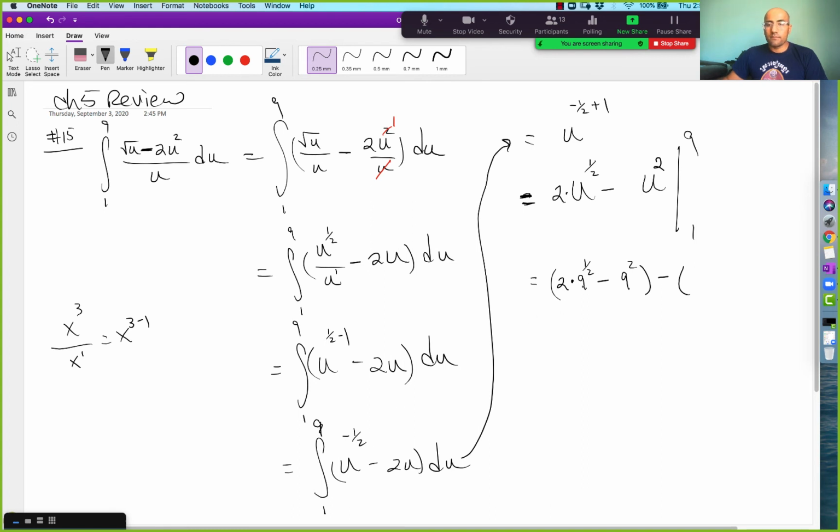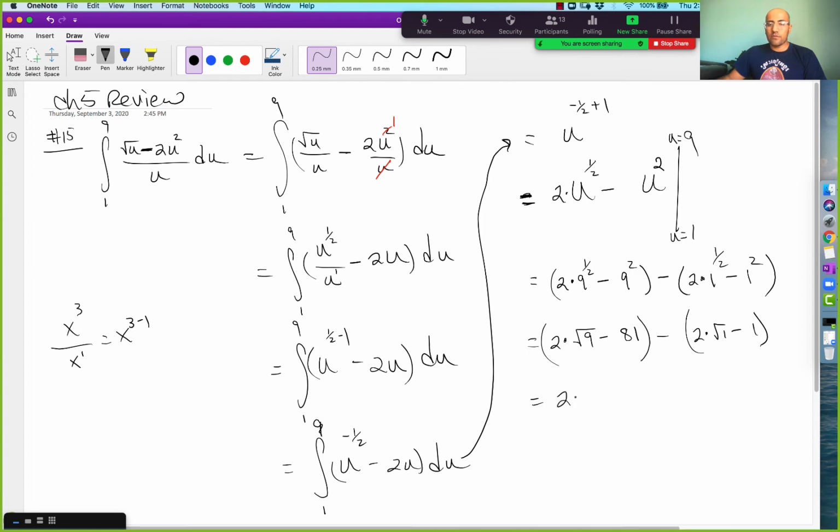Good. Okay, so now evaluating it from u goes from 1 to u goes to 9, then we apply the 9s, right? Wherever there's a u, we replace it with a 9, and then we end up with 2 times 9 to the 1/2 power minus 9 squared. U to the 1/2 power, remember that's the same thing as the square root of 9, minus 9 squared, which is 81, minus 2 times the square root of 1 minus 1.